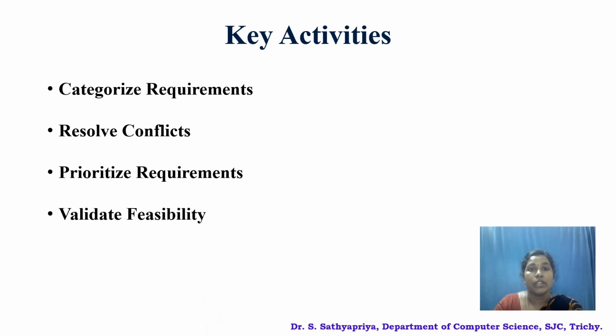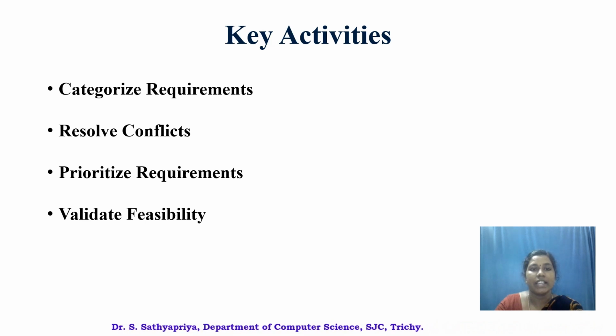Categorize requirements means group them into functional, non-functional, and other categories. Resolve conflicts addresses any disagreement among stakeholders. Prioritize requirements focuses on the most important or urgent needs. Validate feasibility means it ensures the requirements can be implemented within the time and budget constraints.